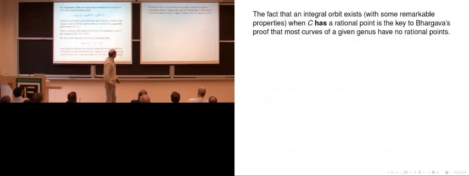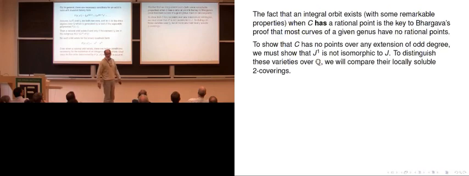Okay. Now, the fact that an integral orbit exists with some remarkable properties when the curve has a rational point turns out to be the key in Manjul's proof that most curves have no rational points, as I'll show you. But first, let's do the theorem that Jerry and Manjul and I show. To show that no points of the extension of odd degree, we have to distinguish J1 from J. And these varieties become isomorphic over the algebraic closure, so we need a really arithmetic invariant of the varieties to distinguish them. And we're going to use their arithmetic fundamental group.